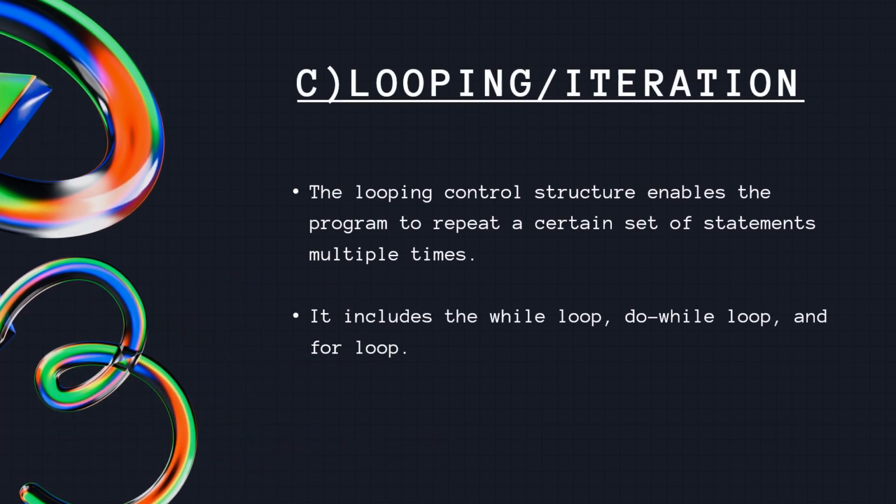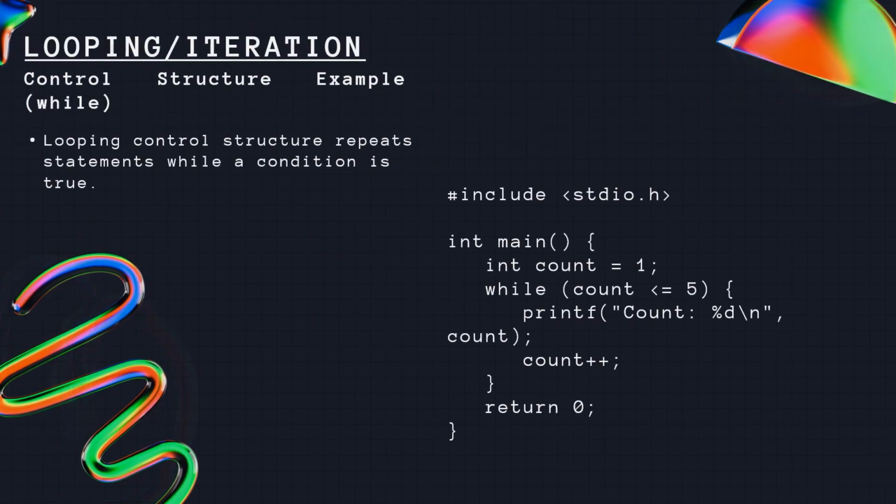Our next control structure is looping or iteration, and these structures enable the program to repeat a certain set of statements multiple times. It includes the while loop, do while loop, and for loop. For the while loop, a statement or a set of statements is repeated while a condition is true.